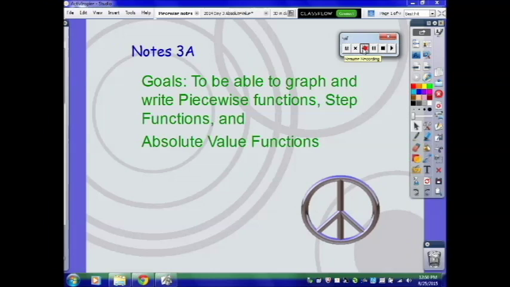Alright, these are notes 3A. Today we'll be discussing how to graph and write piecewise functions, step functions, and we're going to start with absolute value functions. Alright, so you should have your notes in front of you. As we go through the video, make sure you're completing the notes. If you have a question at any time, jot down your question so you'll remember to ask it in class.